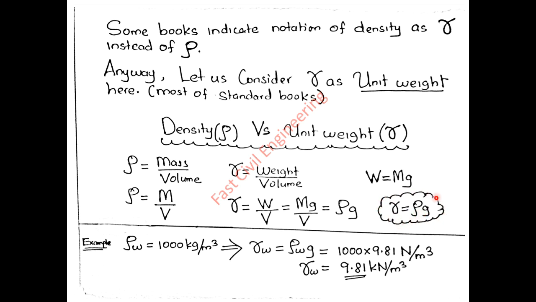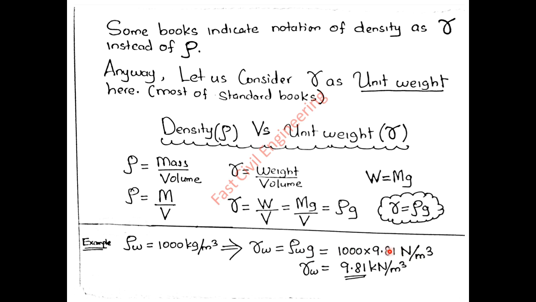Density into g. Example, rho W, the density of water at 4 degrees Celsius, is 1000 kilogram per meter cube. This is the density of water. Gamma W, the unit weight of water, is equal to rho W into g. Rho W is 1000, g gravitational acceleration is 9.81. That is Newton per meter cube, not kilogram per meter cube.